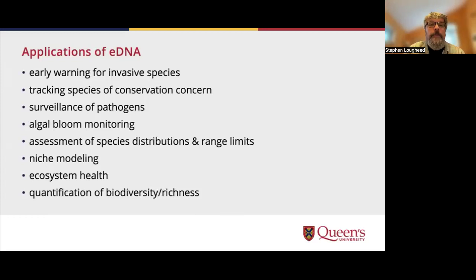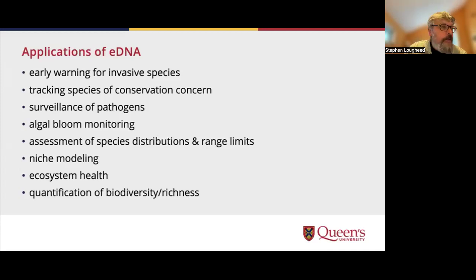It can be used for tracking species of conservation concern that often, by definition, are quite rare. It can be used for the surveillance of pathogens, not just COVID-19, although that's the most obvious case. But as an example, we're using it to track chytrid fungus presence at the Queen's University Biological Station. It can be used in algal bloom monitoring, and we've done this ourselves in our lab. It can be used to assess species distributions and range limits, and this is particularly relevant in areas which don't have a lot of human habitation, where we may wish to understand northern range limits and model what might happen in the future. And in this domain, niche modeling using eDNA might be relevant.